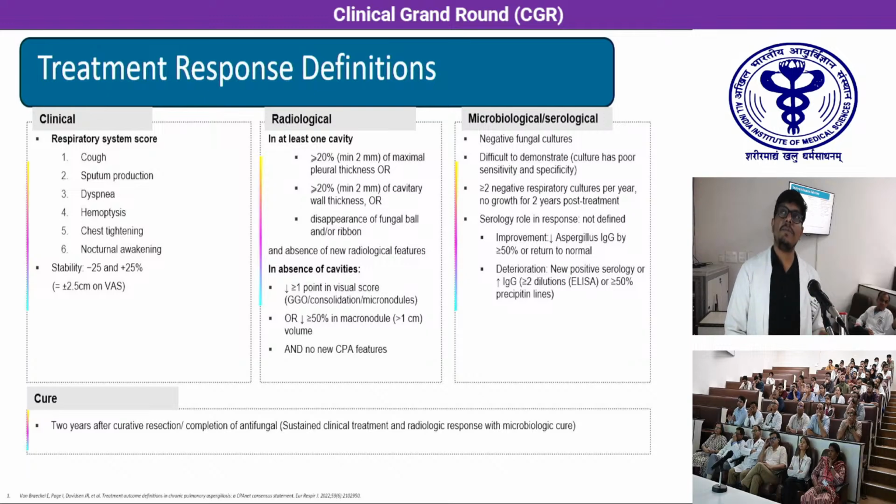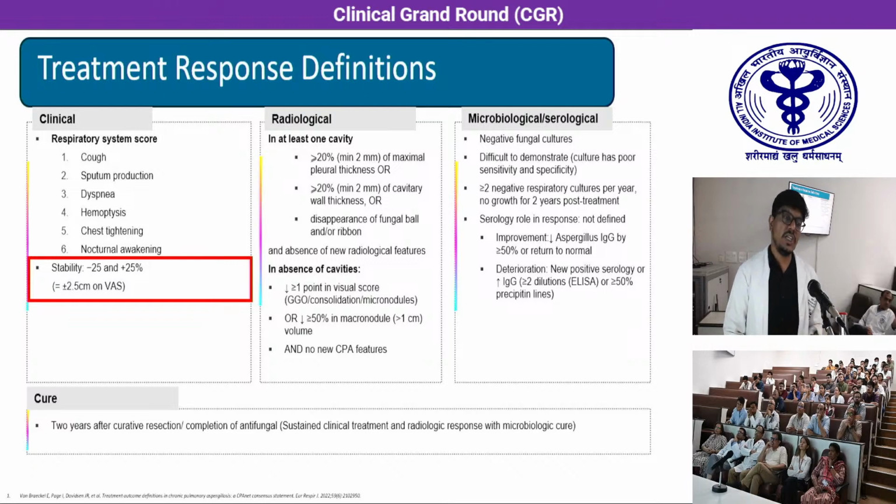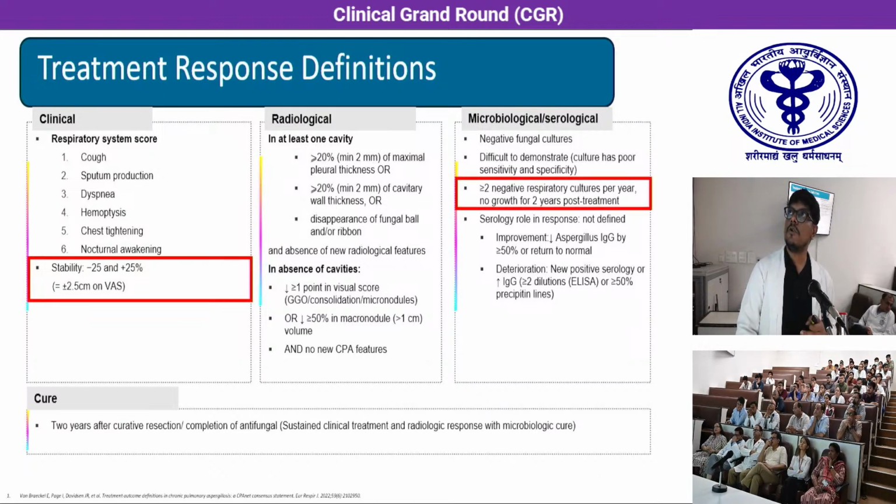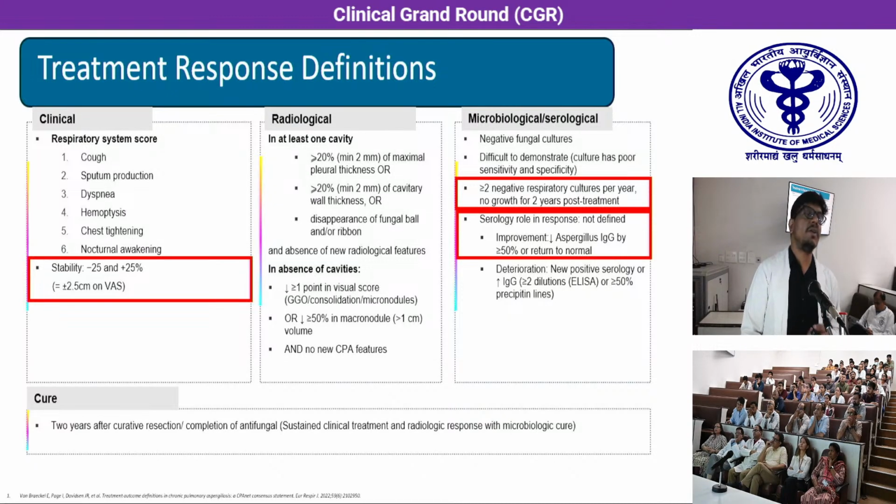Now coming to treatment response assessment, it has three components: clinical, which should be objective, usually based on a visual analog scale, with a percentage change of more than 25% being considered significant. Radiological, which ma'am has already discussed. Microbiological is more difficult because of poor sensitivity and specificity of cultures. The role of serology is not defined because a significant proportion of patients might remain serology positive even after a long duration of treatment.